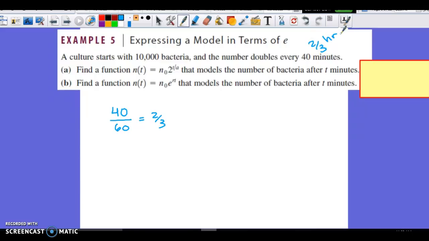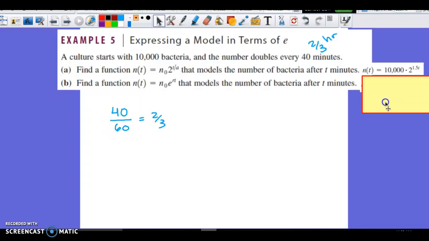Okay? In our formula, we're going to take time and divide it by that 2/3. So what happens when you divide with a fraction, it flips and multiplies. So you're going to end up with 10,000, that's my initial amount, times 2, because it's doubling, to the 1.5. Okay? So again, when you're taking the time and dividing by 2/3, you flip and multiply. And 3/2 is the same as 1.5. You can write it either way.